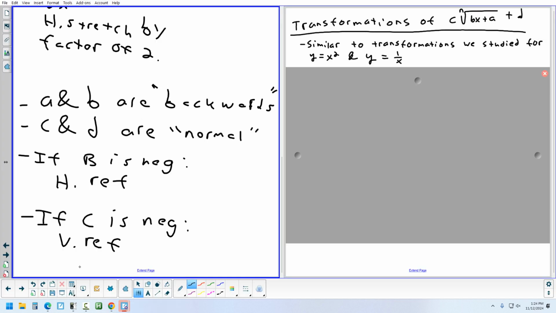Wait, is there a difference between the capital B and the lowercase b? No, what do you think? Well then, I can just use lowercase.